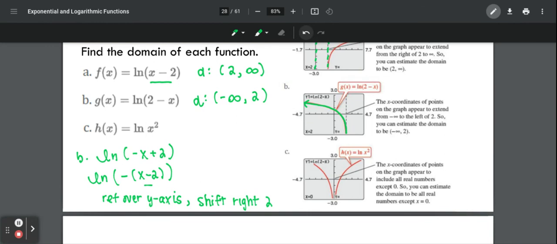And then for C, when we look at the graph for C, the natural log of x squared, this would be one that you graph on your calculator. And so when you graph this, if you notice, it actually graphs right here, right? So you end up with that your domain for this one would be negative infinity to 0, and then 0 to infinity. So it would really be all reals not equal to 0.